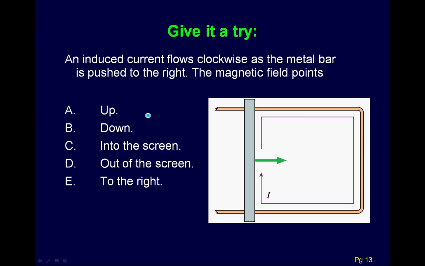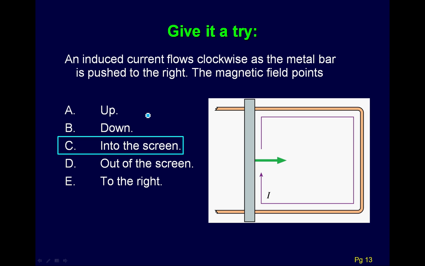So let's give this a try. Here we have one of these U-shaped wires, and I'm moving it in some kind of a magnetic field, and current flows in this direction, which is clockwise. I want you to think about it and see which way the magnetic field has to point. So pause and give this one a think.